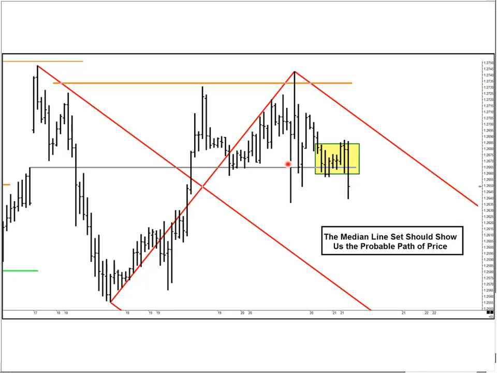Matt says two lows were taken out, and the gap counts as one. Absolutely. So, yeah.